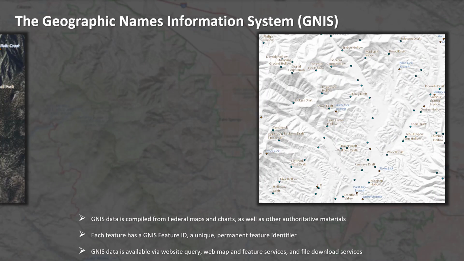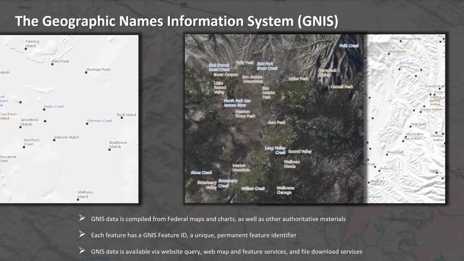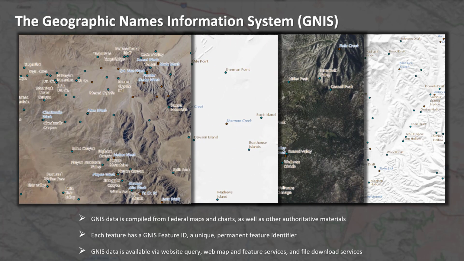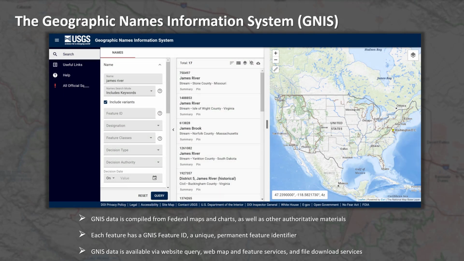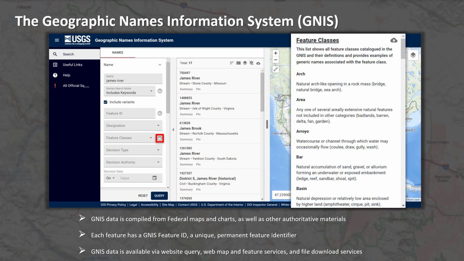Names data for each state or territory was compiled from topographic maps published by USGS, maps from the USDA's Forest Service, charts of NOAA's National Ocean Service, and a variety of other authoritative federal, state, and local materials, as well as historical documents. Today, GNIS contains records on more than 1 million geographic names for features such as populated places, streams, valleys, ridges, and many other feature types excluding roads and highways, for the 50 states, the District of Columbia, the territories, and outlying areas of the United States.